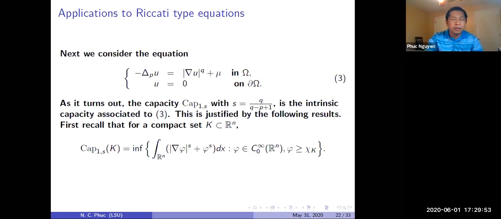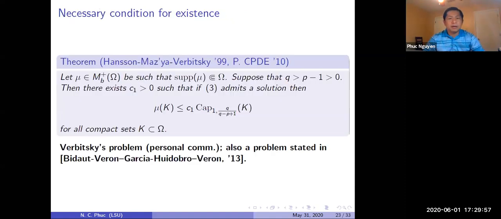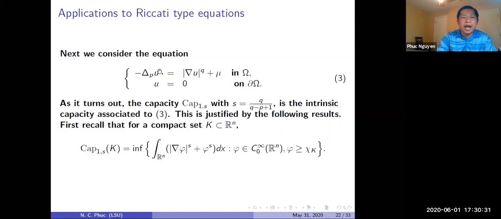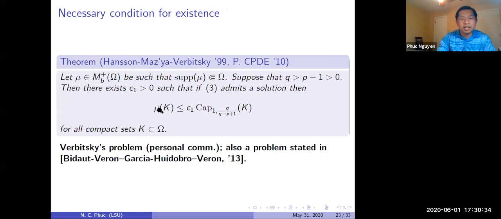And why is that? So this follows from the following result. In the linear case, this result is due to Hansen, Maz'ya, and Verbitsky. And the same proof works also for the general p, and this is known to Verbitsky. So suppose that mu is a finite measure compactly supported in the domain, and suppose that q is bigger than p minus 1, then there exists a constant C sub 1 bigger than 0 such that if this equation has a solution, then the measure mu has to be good, in the sense that for any compact set K, mu of K has to be less than a constant multiple of the capacity of the set K. Okay, so this is a necessary condition.